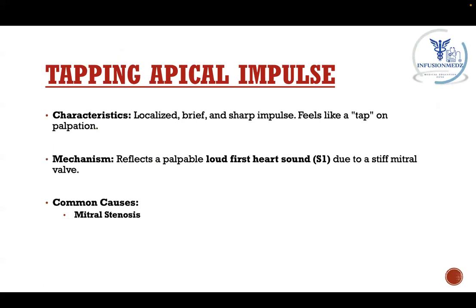There are various types of apical impulse. We will go through them one by one. The tapping type of apical impulse is seen in mitral stenosis, and it is nothing but the loud first heart sound. S1 occurs due to the closure of the mitral valve. In mitral stenosis, since the mitral valve is stenosed, fixed or calcified, it is stiff, and whenever it closes it produces a loud first heart sound. This first heart sound is also palpable, so the palpable first heart sound is felt at the chest wall, and this is called the tapping apical impulse.